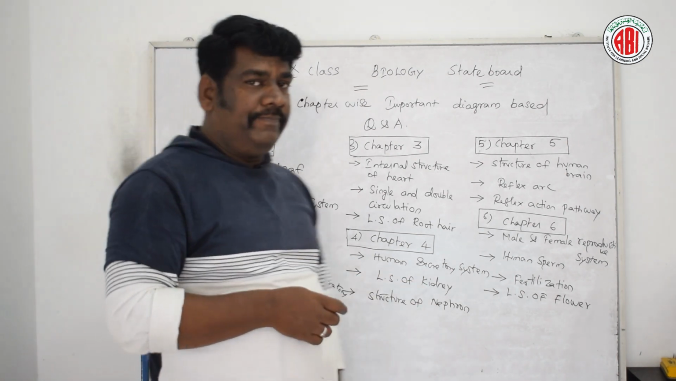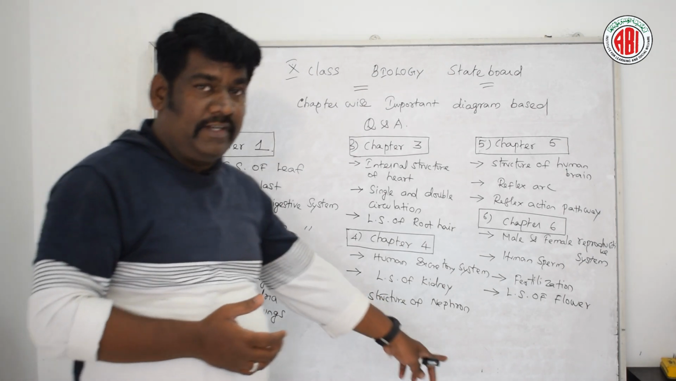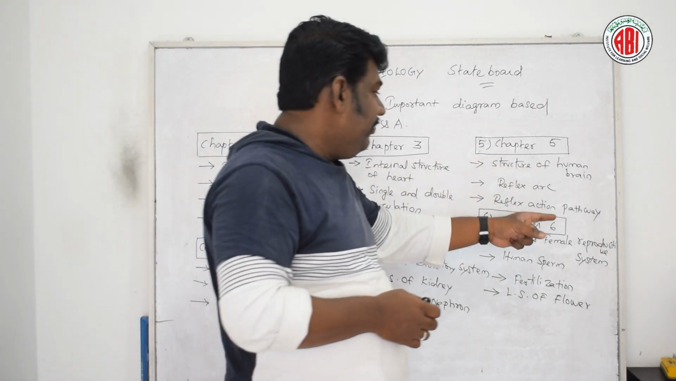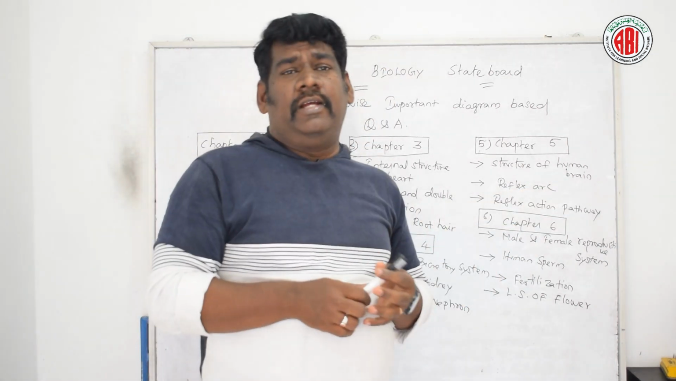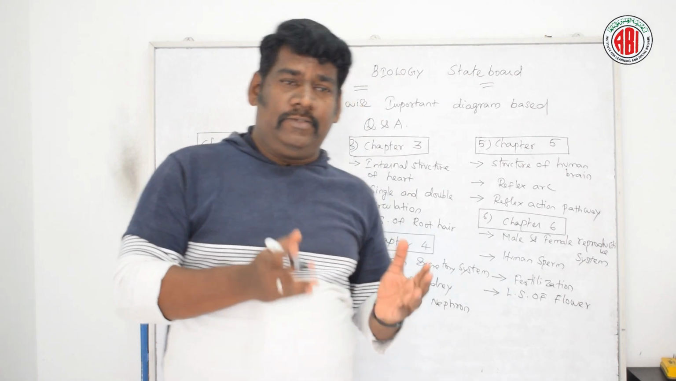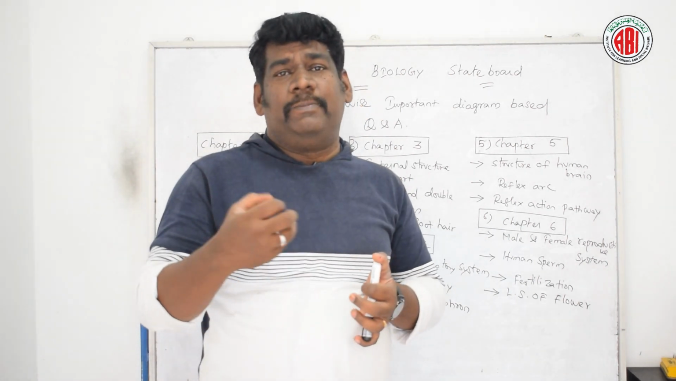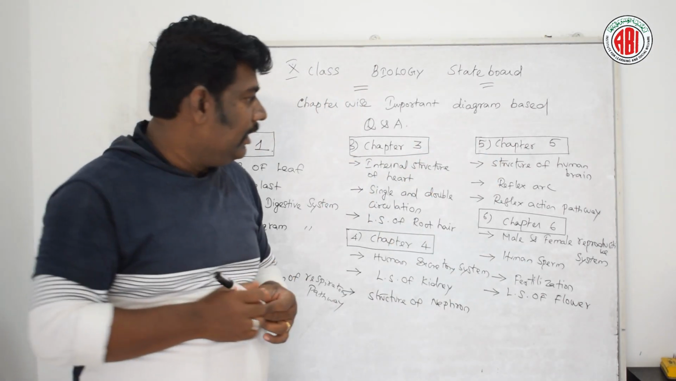Then LS of kidney, longitudinal section of kidney. Then the structure of nephron, a most important question. And in chapter 5, you see the structure of the human brain. What are the three major parts of the human brain? Forebrain, midbrain, hindbrain, and the most important parts, and the pituitary gland. We should label all of them by showing the structure.